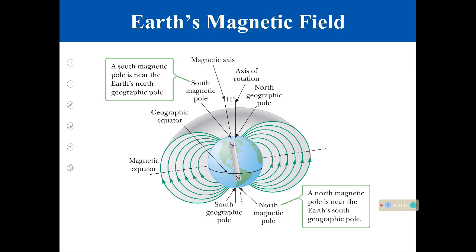And this is what I was talking about just a second ago. Here's your picture of Earth. You'll see the south magnetic pole is in the north geographic, although it's not quite perfect. That means there's the magnetic axis and there's the axis of rotation.